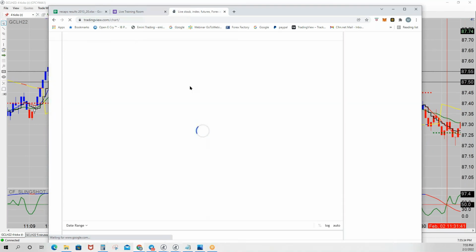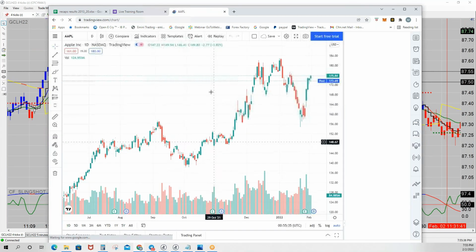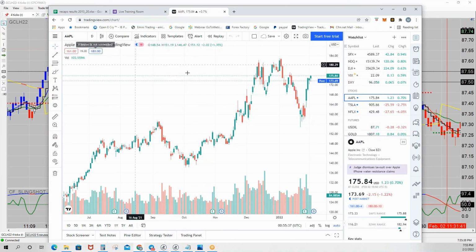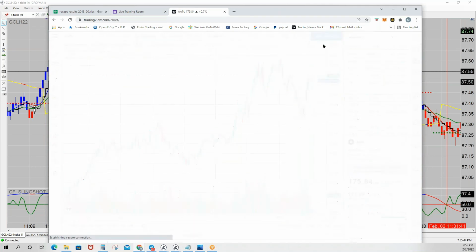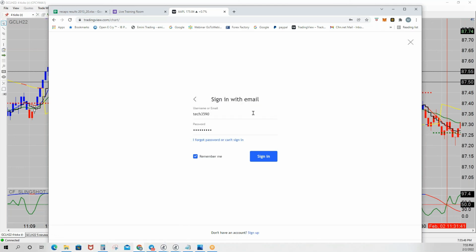When you click chart, it's going to bring up a chart. This is Apple. Click start free trial right here. When you hit start free trial, it's going to bring you here. This is something they assigned to me, I believe, based upon one of my email addresses. But you just have to put in your email.